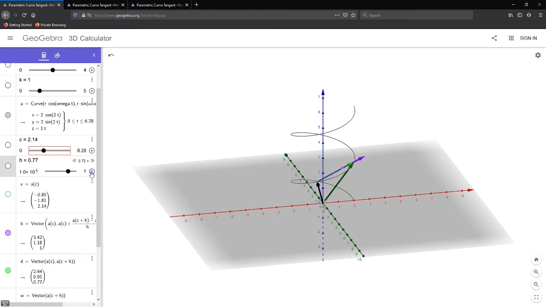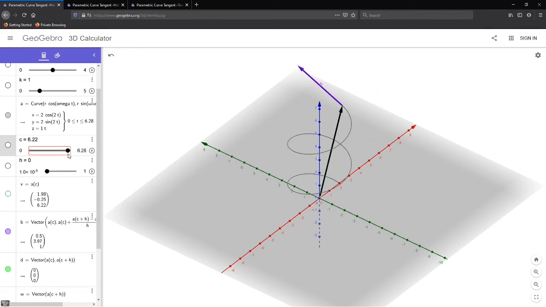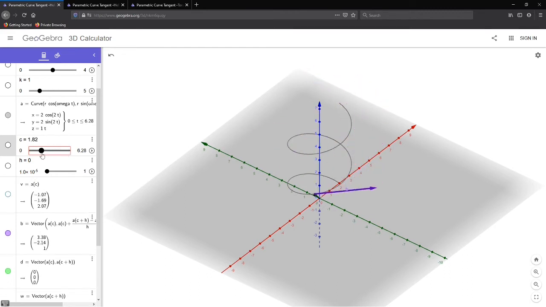As H gets smaller and smaller, this purple vector, the vector b, directly approaches the tangent vector to the curve. It's a tangent vector, the magnitude of which we call the speed at a given point, and we can even travel all the way around this curve, and we see that as we travel along the curve, the tangent vector is changing. It depends on the position. So this is a very cool diagram.